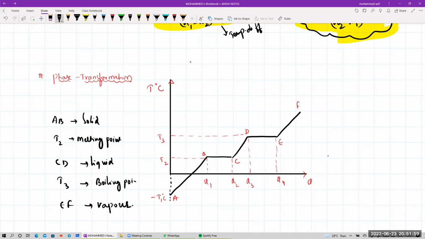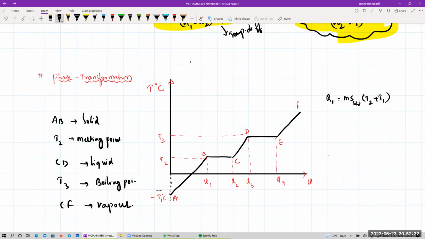Clear? Yes, sir. Now, how do you calculate this value of Q1 here? Q1 will be equal to M into the specific heat of the solid, whatever you are taking, into the change in temperature. That is T2 minus of minus T1.